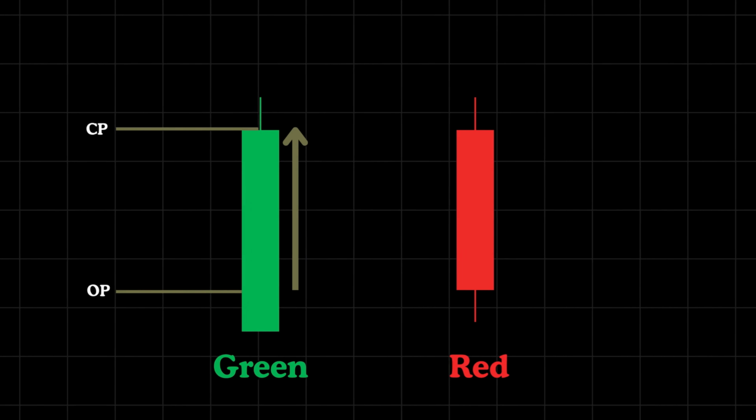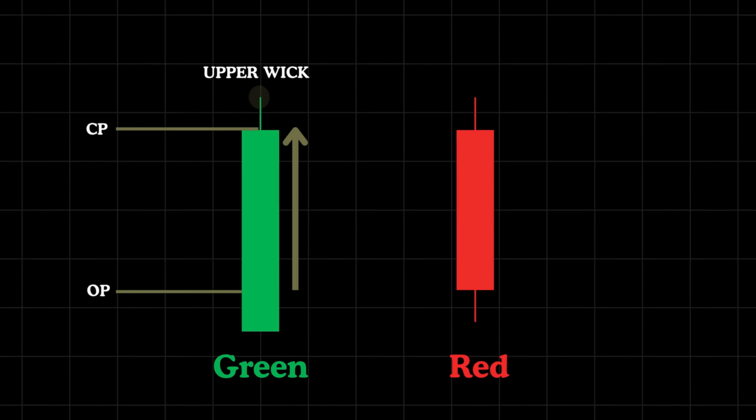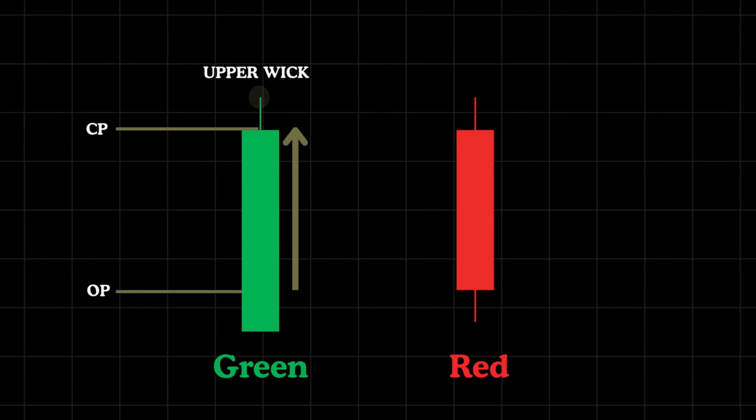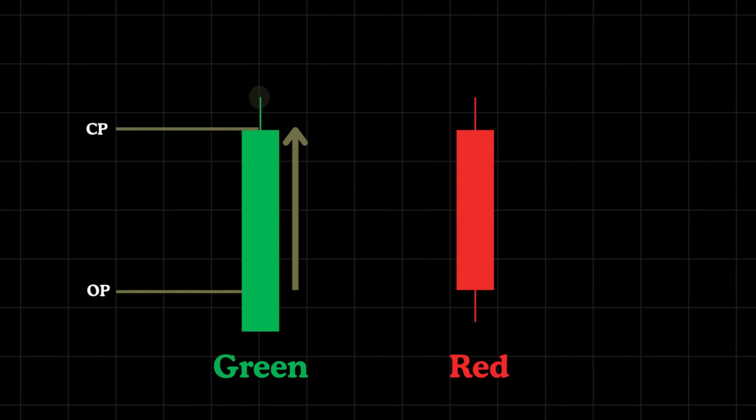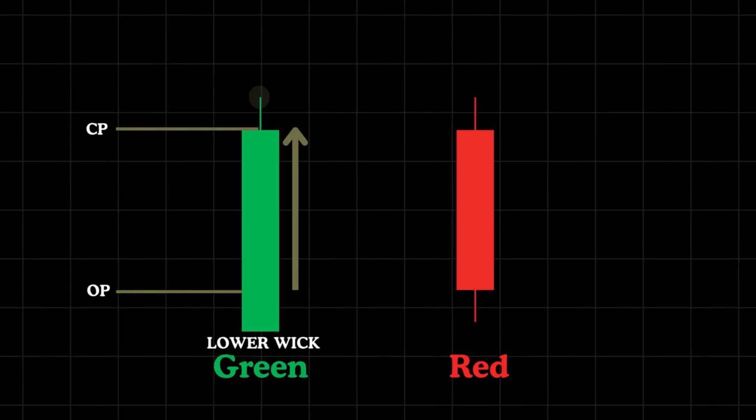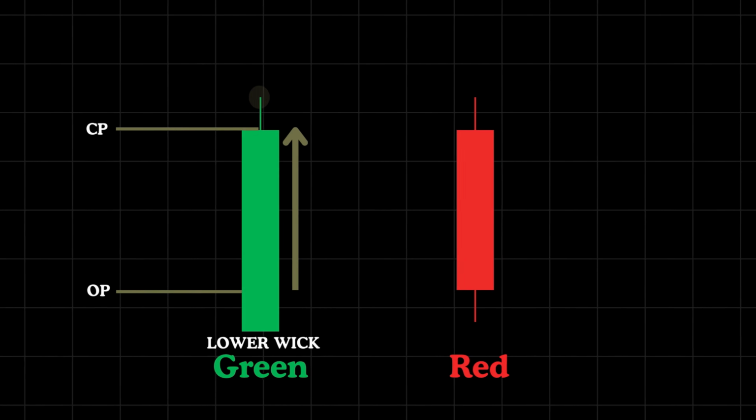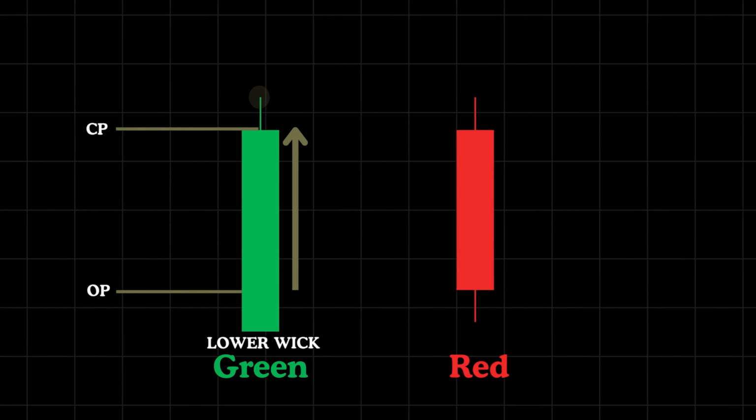This is indicated by the upper wick, which shows the highest price reached during that time frame. The upper wick reflects how much the market moved up during that period. On the flip side, the lower wick marks the lowest price during that same time frame and shows how far the price declined during the candle's formation.